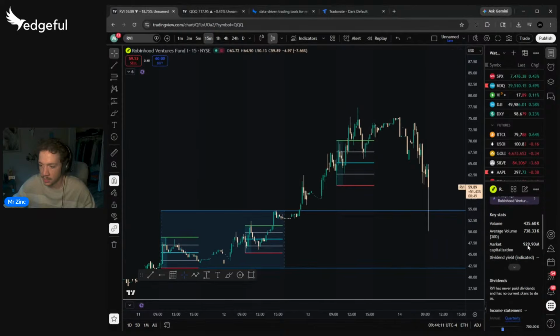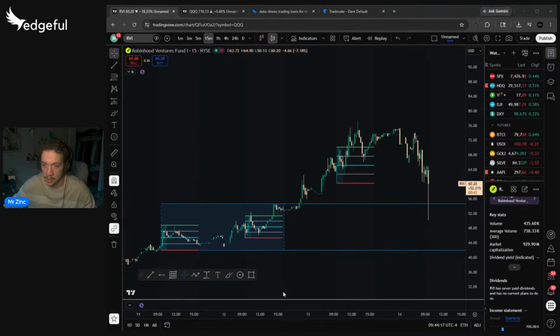Just no liquidity. Its market cap's only 929 million. It's not something that I would trade. If you see a market cap that small, that means a single hedge fund with, let's say, 100 million could move the stock by 10%. If they bought or sold shares, they could move it by 10%.